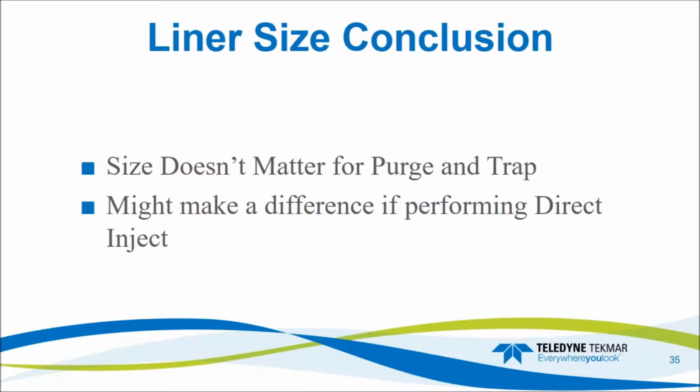So in the liner size conclusion, it appears that size doesn't matter for purge and trap. It might make a difference if you're performing a direct injection where you need that volume for your direct injection to expand. So the people that were maybe using a 4 millimeter may be doing a direct injection on the same GC.